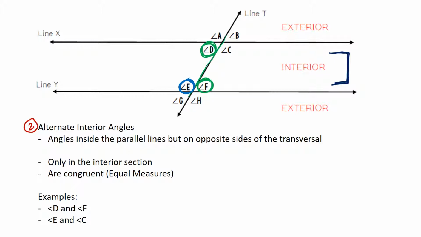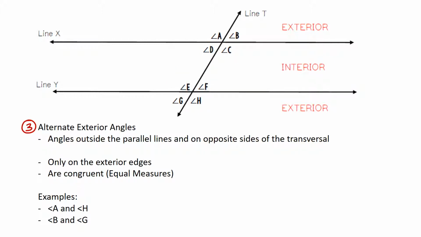Angle E and angle C are also examples of alternate interior angles. They're on the inside section, but on opposite sides of our line running through the middle. It is important to note that these angles are also congruent, meaning they are equal. So for example, if angle E is 20 degrees, angle C would be 20 degrees. They have to be the same because they're congruent.